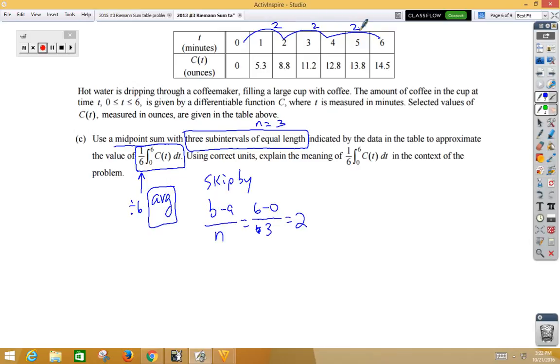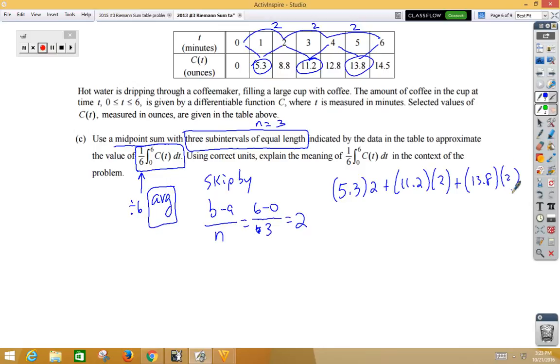Now we need the midpoint between those values. So between 0 and 2 is 5.3. Between 2 and 4 is 11.2. Between 4 and 6 is 13.8. We're doing rectangles based on height. So 5.3 times 2 plus 11.2 times 2 plus 13.8 times 2. Calculate that out. Now they want correct units to explain the meaning of this. So this is the average amount of coffee that is in the cup during this time period.